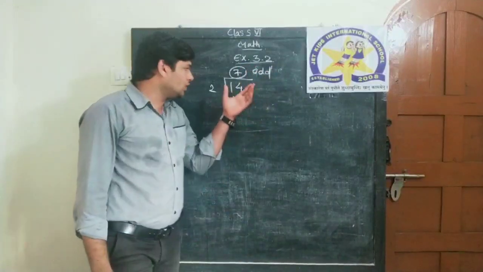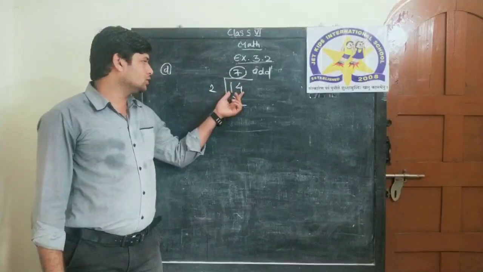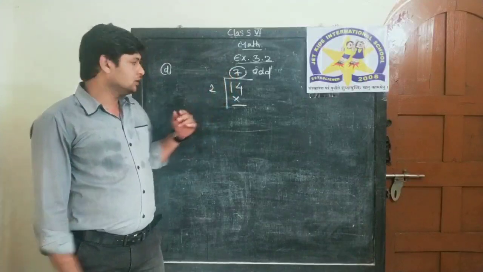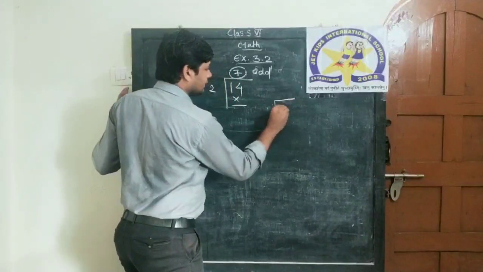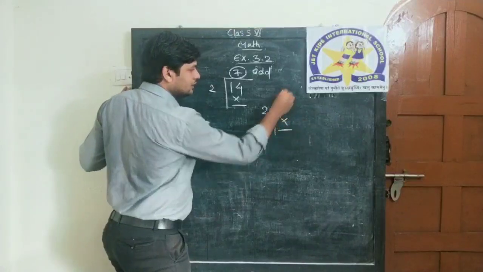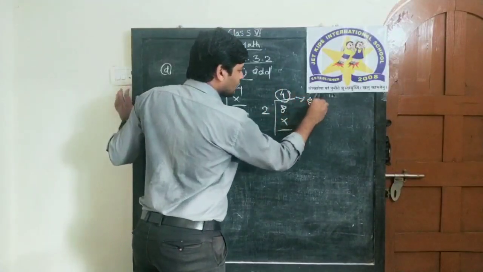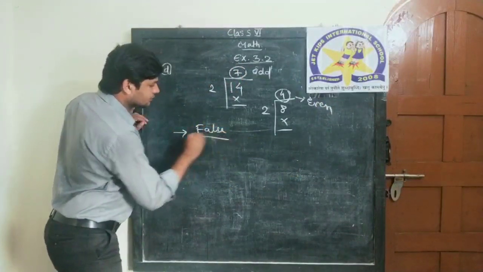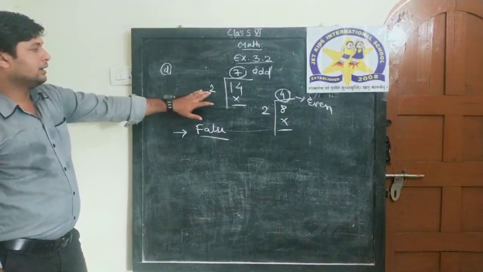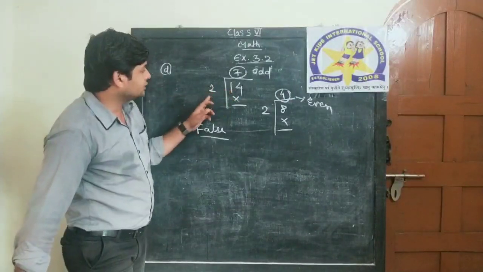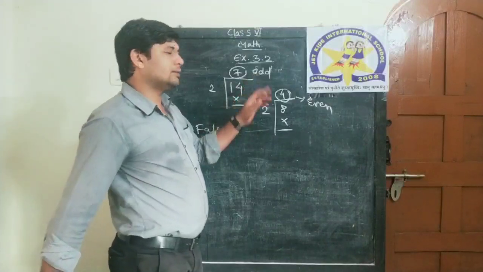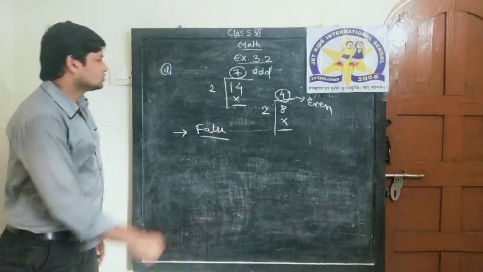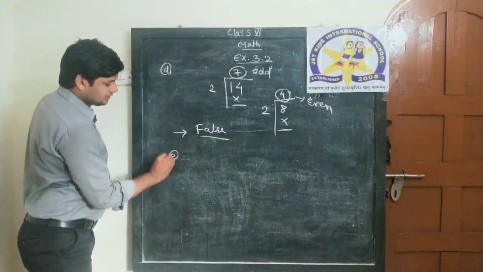But can we say that if we divide any even number by 2, it will come odd? Let us check. 8 divided by 2 is 4, right? No, it is even. Then it is clearly a false statement, right? If we divide any even number by 2, we won't always get an odd number. We can also get an even number as a quotient. Clear? So this was our D, and next E.